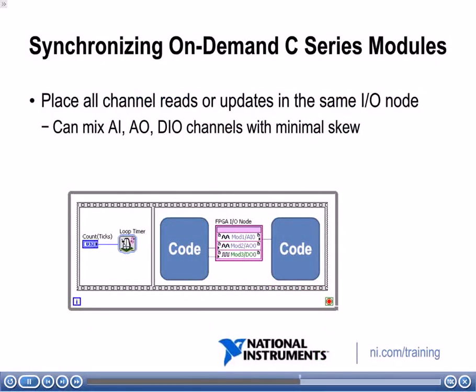The way that you would synchronize on-demand C-series modules is you would place all the channel reads and updates in the same I/O node. If you take a look at this block diagram, you can see that in the while loop, we've got the loop timer to time our while loop. And then we see that all of our I/O that we want to synchronize is placed in the same FPGA I/O node. So you can mix analog input, analog output, and DIO channels with minimal skew.